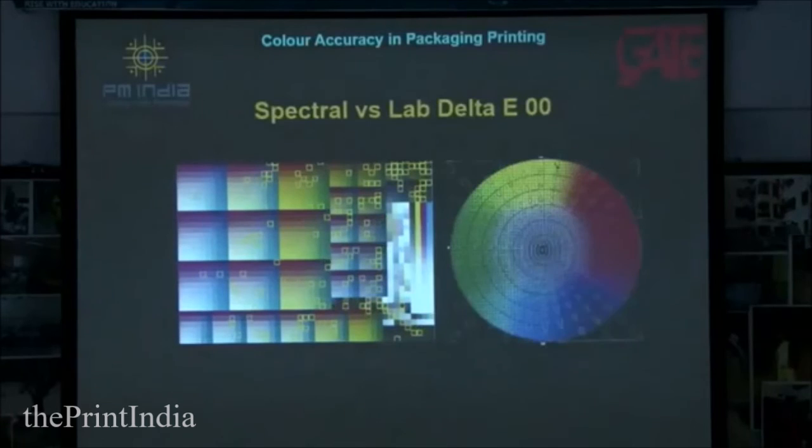This is 2:1, 1:1, and this is 2000. So 2000 is the latest formula, so you must make sure with what formula you are measuring your delta E. This is very important also to measure the inks when you get the inks.